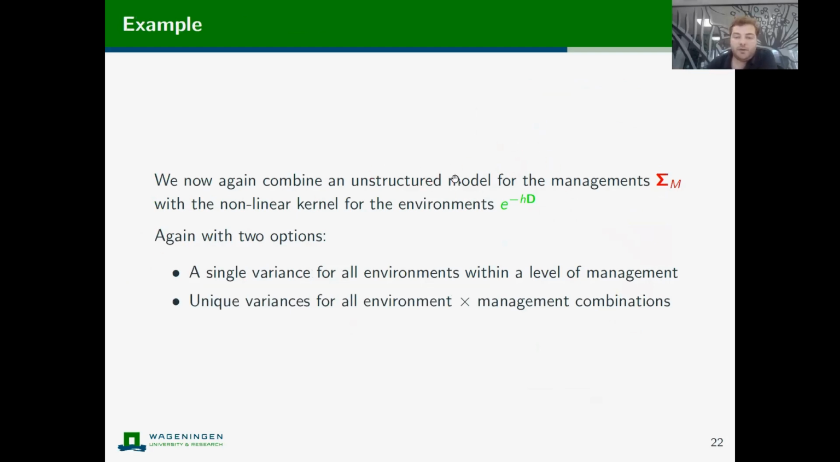So we now want to combine those again in a mixed model, which means that we have, again, the unstructured model for the managements and a nonlinear kernel for the environments. And this H, previously for the linear kernel, we didn't have to estimate anything here. Now we have D, which is given by the environmental covariables, and we've got H, which is something that we actually need to estimate using ASReml. We have the same two options, single variance for all environments within each management or unique variances for all of the combinations.